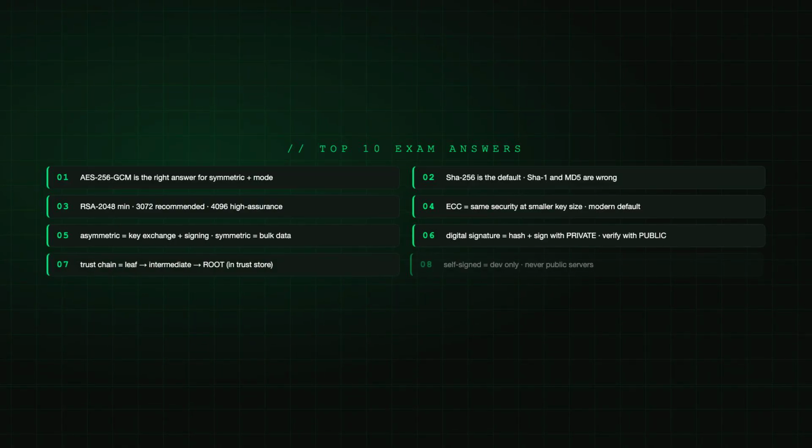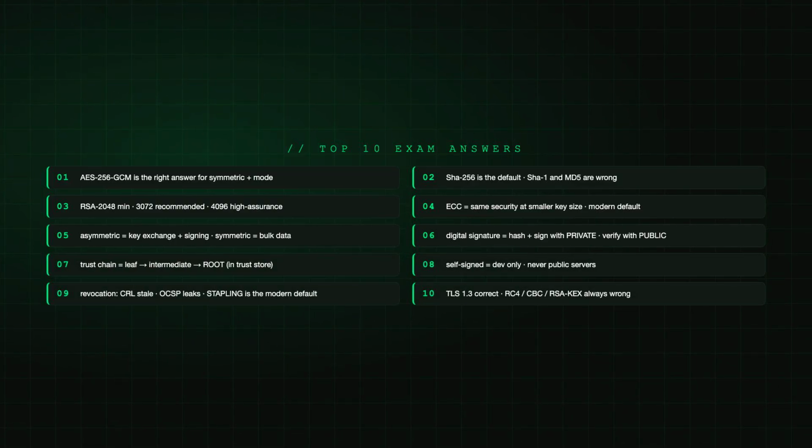AES 256 GCM for symmetric encryption. Always. SHA-256 for hashing. SHA-1 and MD5 are deprecated. RSA 2048 minimum, 3072 recommended for new deployments. ECC gives the same security as RSA at a much smaller key size. Modern systems use it by default. Asymmetric encryption is for key exchange and signatures. Symmetric handles bulk data. Digital signatures means hash plus sign with your private key. Anyone with your public key can verify.